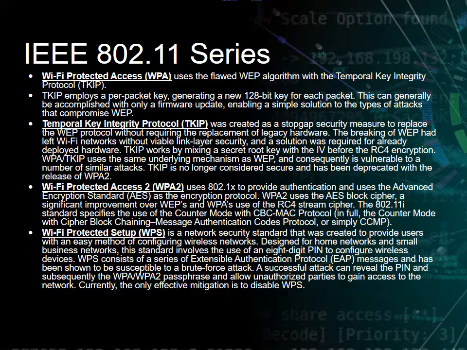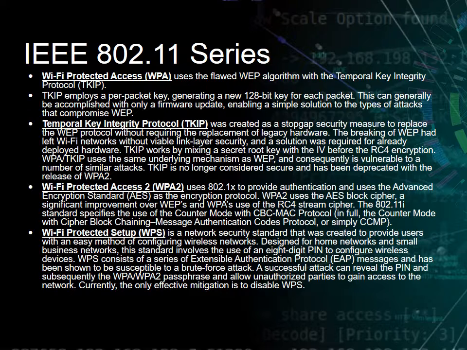It still uses the WEP algorithm, but it adds the Temporal Key Integrity Protocol, or TKIP. TKIP employs a per packet key, generating a new 128-bit key for each packet. This can generally be accomplished with only, like I said, a firmware upgrade to the system. So it didn't really cost anything to implement it, other than distributing the firmware.